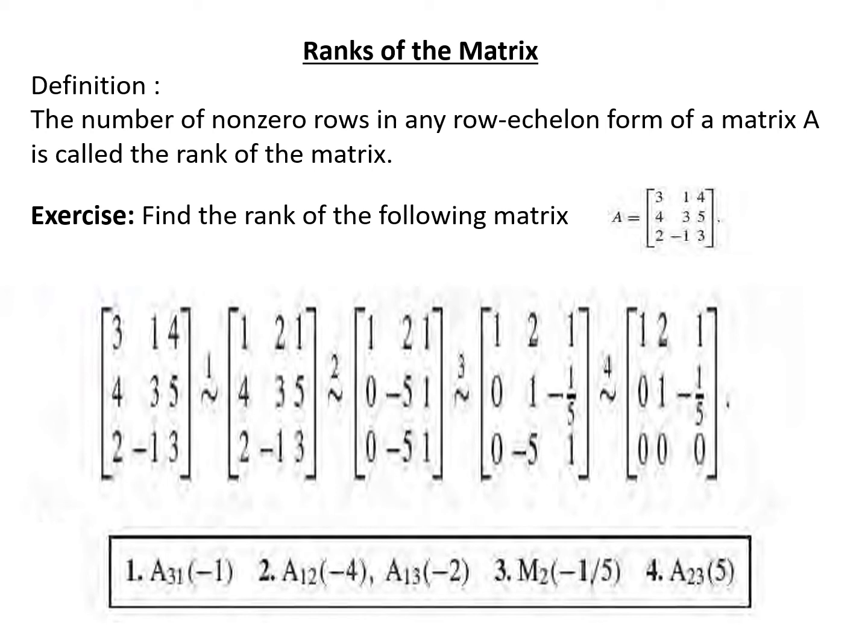In that way, we have to convert any matrix into echelon form or reduced echelon form, and then find out the number of non-zero rows there. If the number of non-zero rows is 2, then the rank of the matrix is 2.